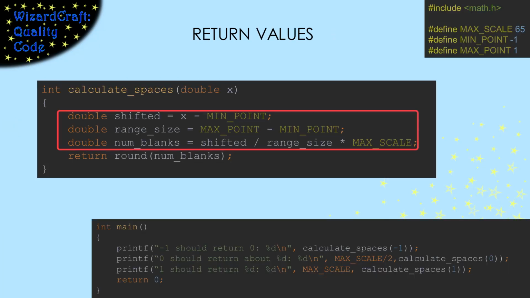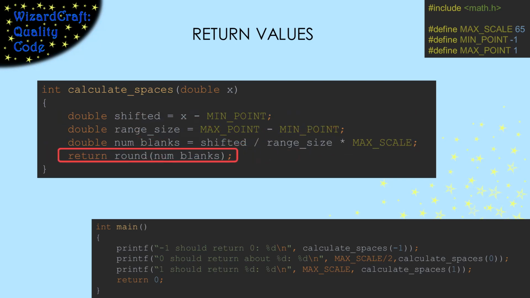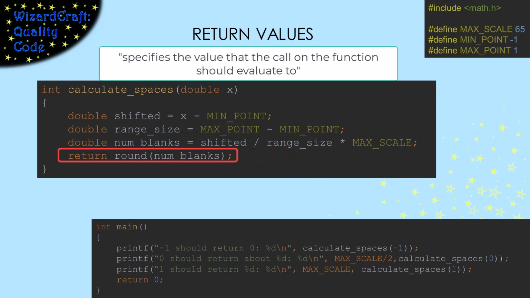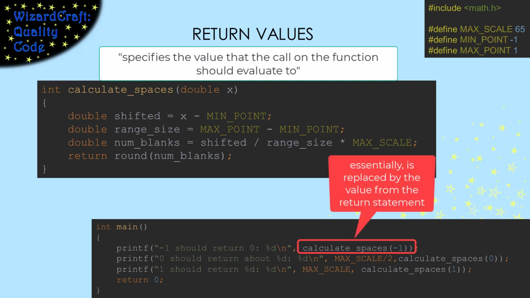Calculate spaces is doing some magic math to calculate the number of blanks that is appropriate for the x it is given. For this video, I don't really care how that works. Instead, I want to focus on this statement. In the definition of this statement, I said it specifies the value that the call on the function should evaluate to. So, that means the call should evaluate to the result of rounding num blanks. So, when I call it with -1, x will be -1. The magic math will make num blanks be 0. When the return statement executes, the call on the function will evaluate to 0. That means our printf statement will print out 0.